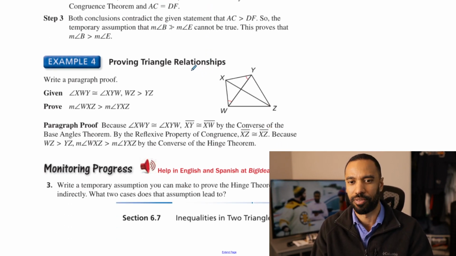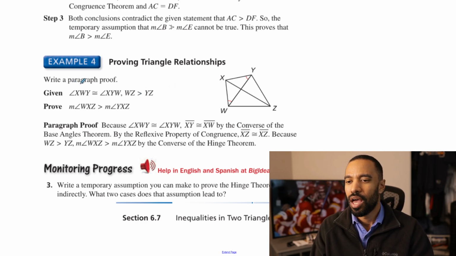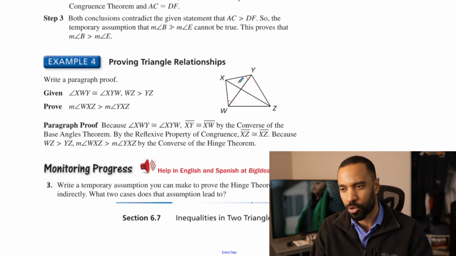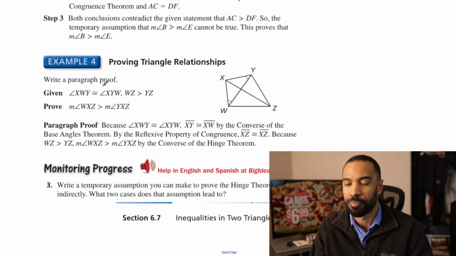Nice, we get to use an indirect proof for that. I wonder if we can choose when to use indirect proofs. I don't know if that always works. A paragraph proof for proving triangle relationships. I don't know where we're going with this. I think the point is we can use the hinge theorem in this proof.